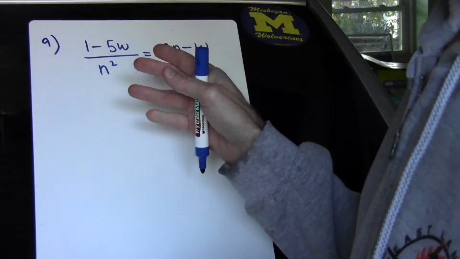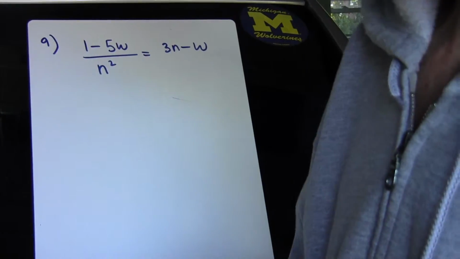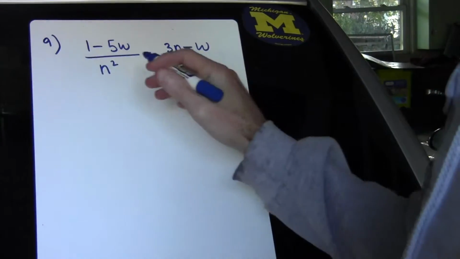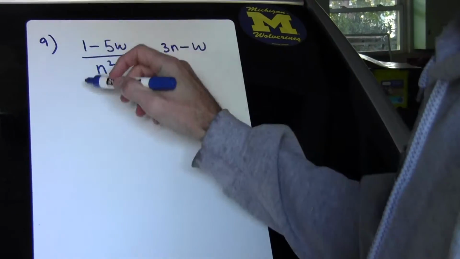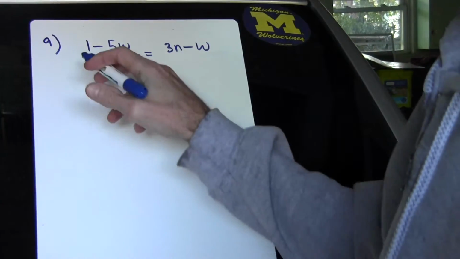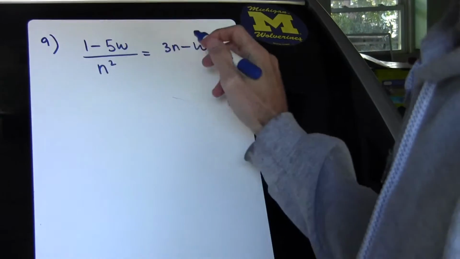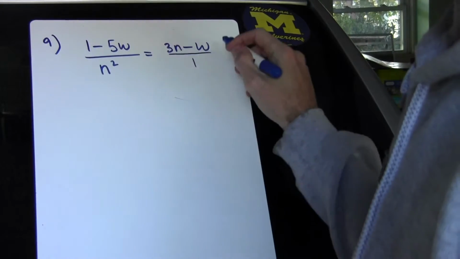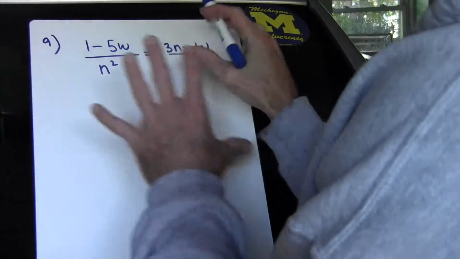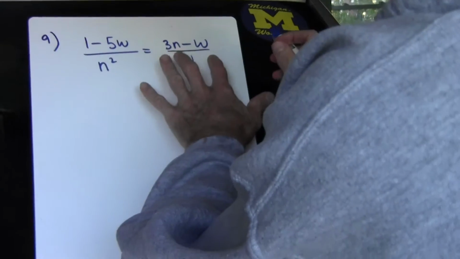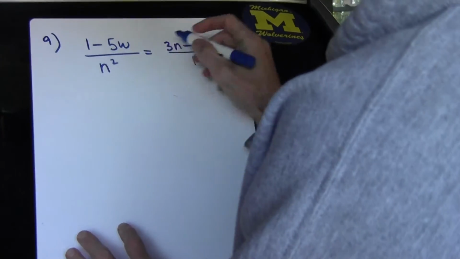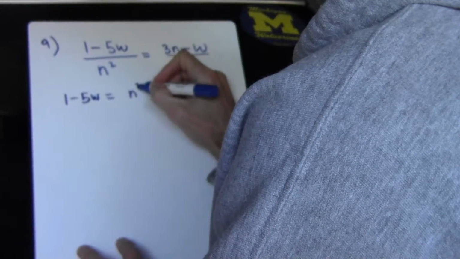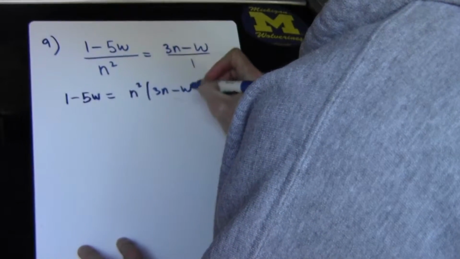We're trying to solve this in terms of W. In other words, you want W by itself and get n's on the other side, which is a little bit messy to start with. So let's start by cleaning up. I'm going to multiply both sides by n squared. You could think of that as multiplying by the denominator. You could also think of cross multiplying. Don't forget about that for these problems. It's the same thing, really. But sometimes it can be a nice way of looking at it, especially if there was something in this fraction here. So I'm going to do 1 minus 5w equals n squared times 3n minus w.